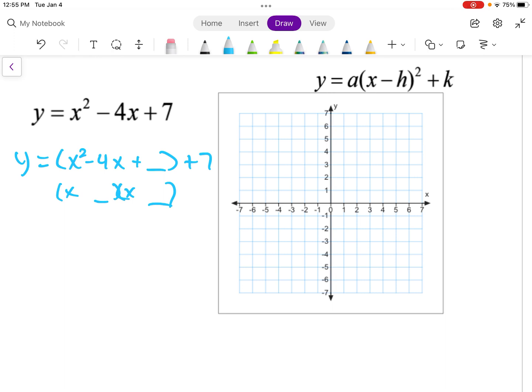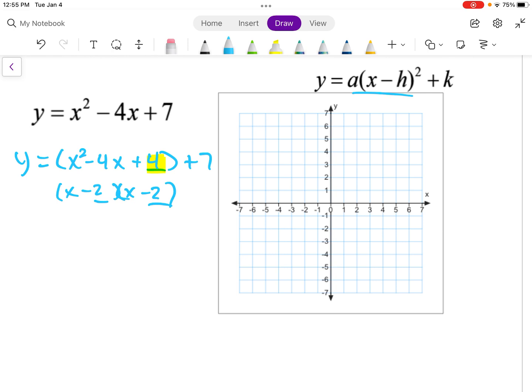Well, if they're going to be the same, I want it to be a perfect square, right? So if they're going to be the same and they add up to be -4, it's got to be a -2 and a -2. So the question is, what number do I have to add right here to make it so it actually factors? Well, we know that -2 plus -2 is -4, but when I times them, -2 times -2 is a +4. That would be a +4 right there.